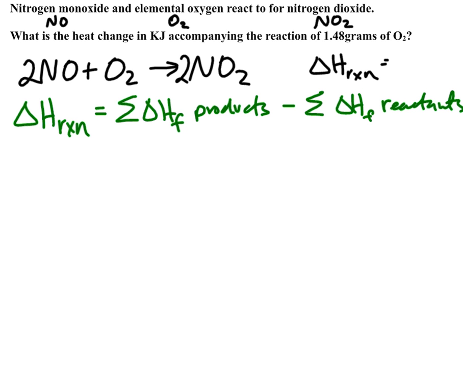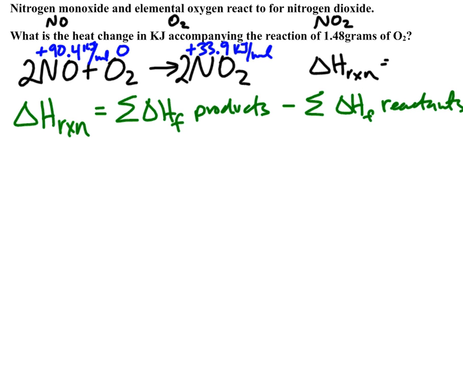Okay, so if I look at my little yellow sheet that I gave you, nitrogen monoxide, the heat of formation is plus 90.4 kilojoules per mole. And then my oxygen, which is elemental oxygen, is 0. And then the NO2 is plus 33.9 kilojoules per mole. In both cases, kilojoules per mole.